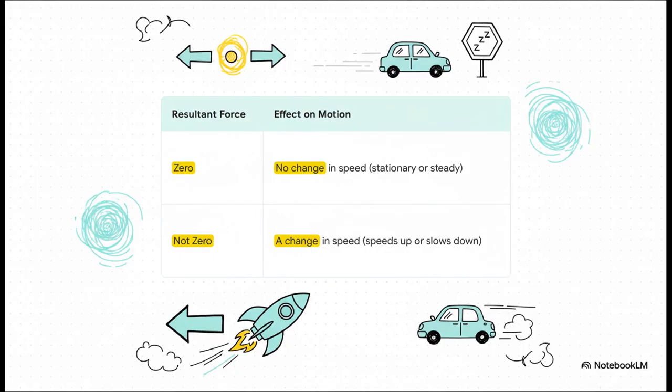Honestly, this table right here, this is everything. This is the one rule that governs all of it. If your resultant force is zero, what's the effect? No change. The object is either staying still or it's moving at a steady speed. But if that resultant force is not zero, then, and only then, do you get a change. It's either going to speed up or it's going to slow down.